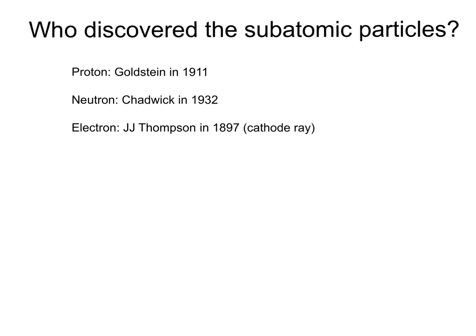Who discovered the subatomic particles? The proton was discovered in 1911 by Goldstein. The neutron was discovered in 1932 by Chadwick, and the electron was discovered in 1897 by J.J. Thomson using the cathode ray.